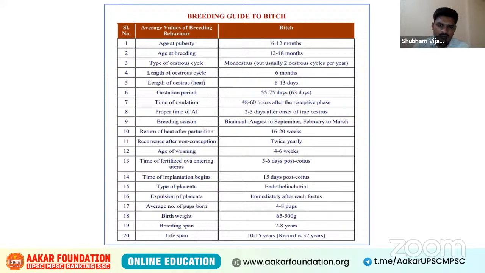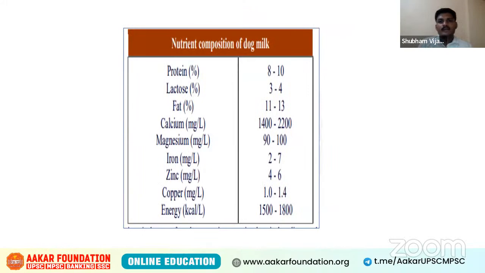Now, the average number of pups born to every female dog could be from 4 to 8. Birth weight could be minimum 65 gram or maximum 500 gram. Then breeding span is about 7 to 8 years, and lifespan is 10 to 15 years on average. But there is a record that one dog has survived about 32 years. But on an average, provided they are healthy and not suffering from any disease, they live for 10 to 15 years.